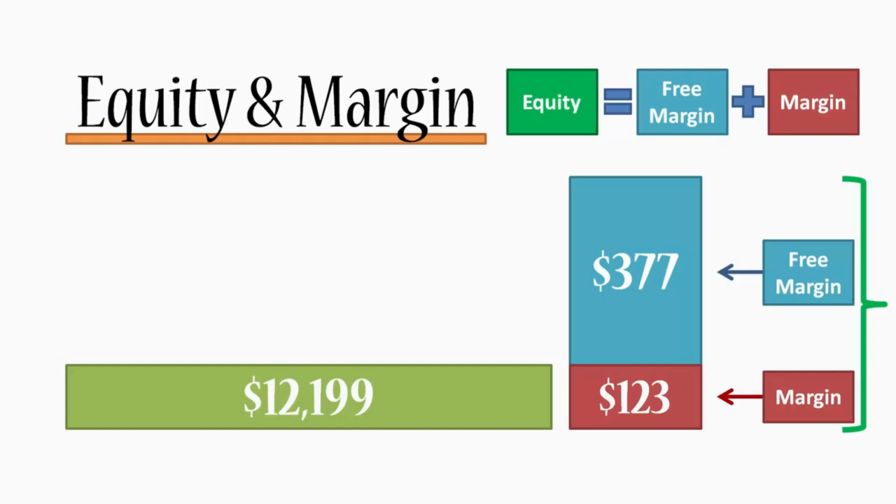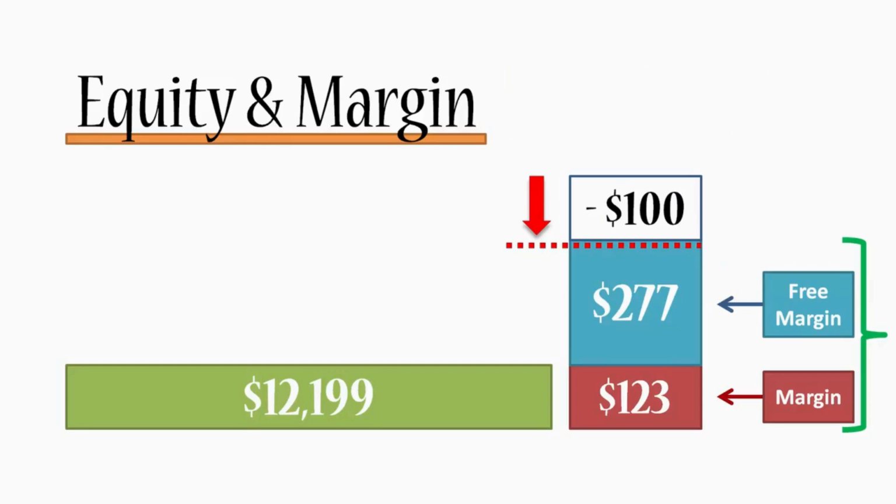So we'll start off by looking at what happens when the market moves against us. Let's say it moves against us, and the unrealized loss on our account is $100. So as you can see, the margin is intact, the broker funds are intact, but the free margin has reduced by $100. And therefore, our equity has also reduced by $100.